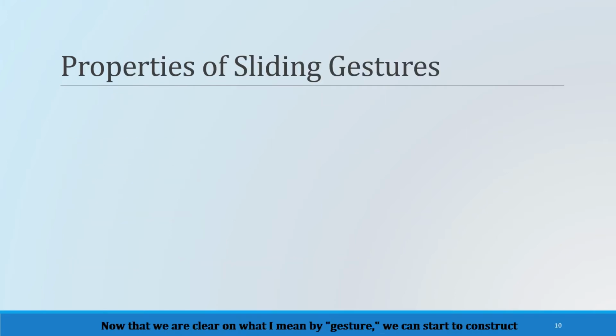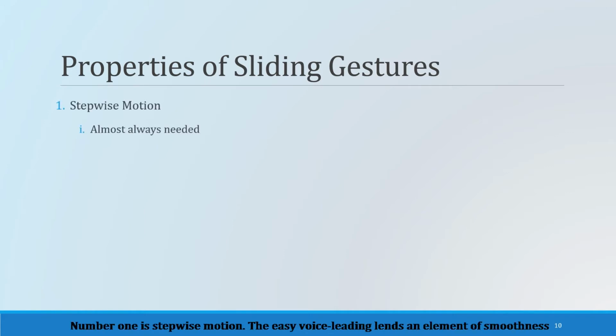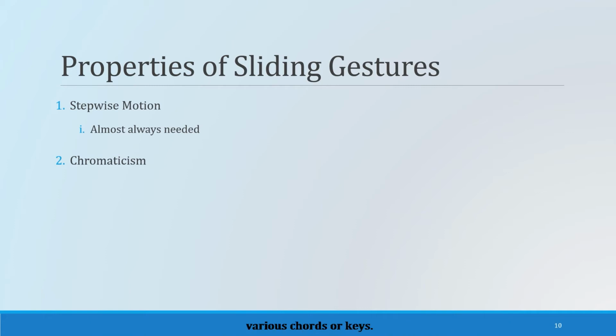Now that we are clear on what I mean when I say gesture, we can start to construct sliding gestures for Rainbow Waltz. Now, these are gestural gestalts, or a type of gesture, that have the following 4 properties. Number 1 is stepwise motion. That easy voice leading lends an element of smoothness to the gestures. Number 2 is chromaticism, which can emphasize that stepwise motion with half steps, or if you have the sense of chromaticism as stepping between keys, you might be slipping out of, slipping into various chords or keys.